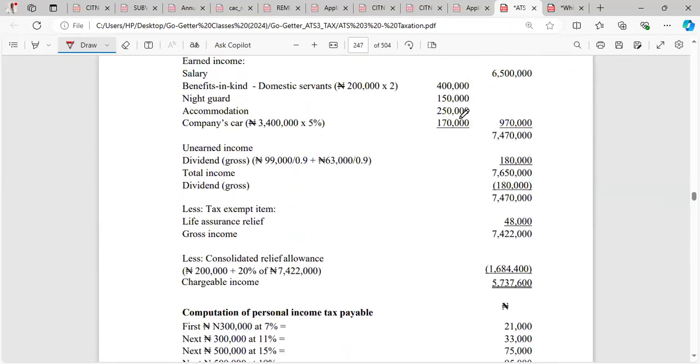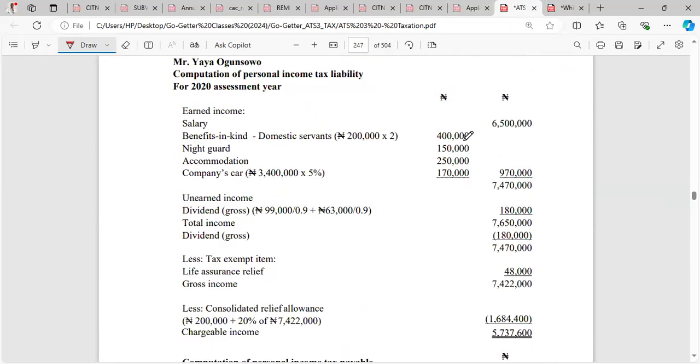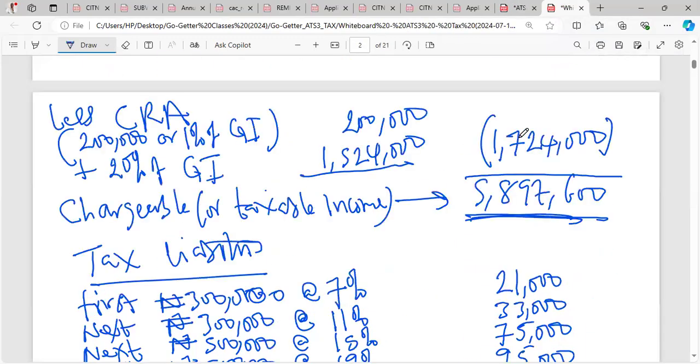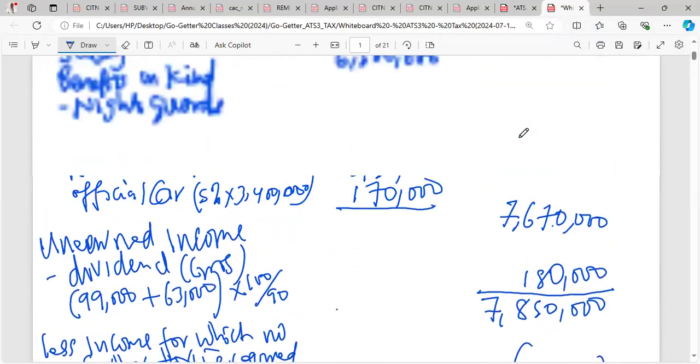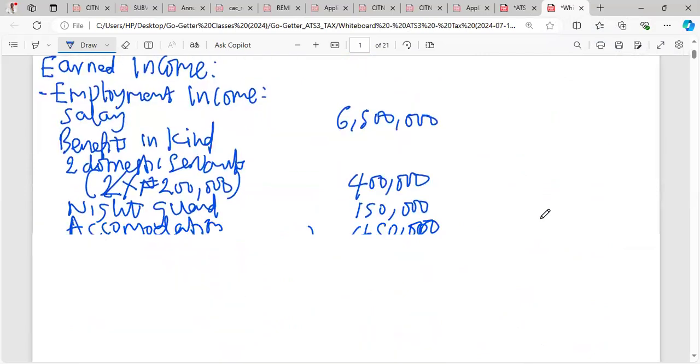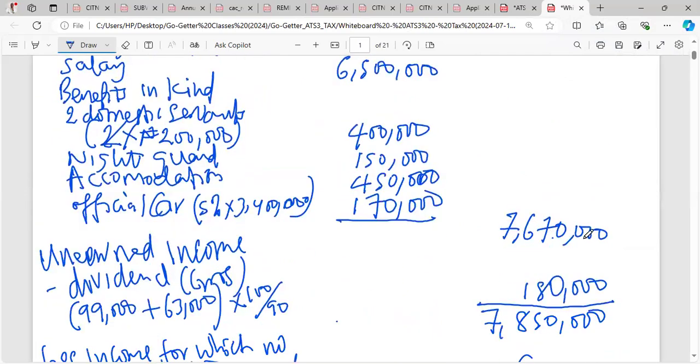We have a difference between the way they solved it here and the way I solved mine. I wonder where the difference came from. Let's see what's the difference. They have 7470. Let's see. Oh, that may be where the difference came from.